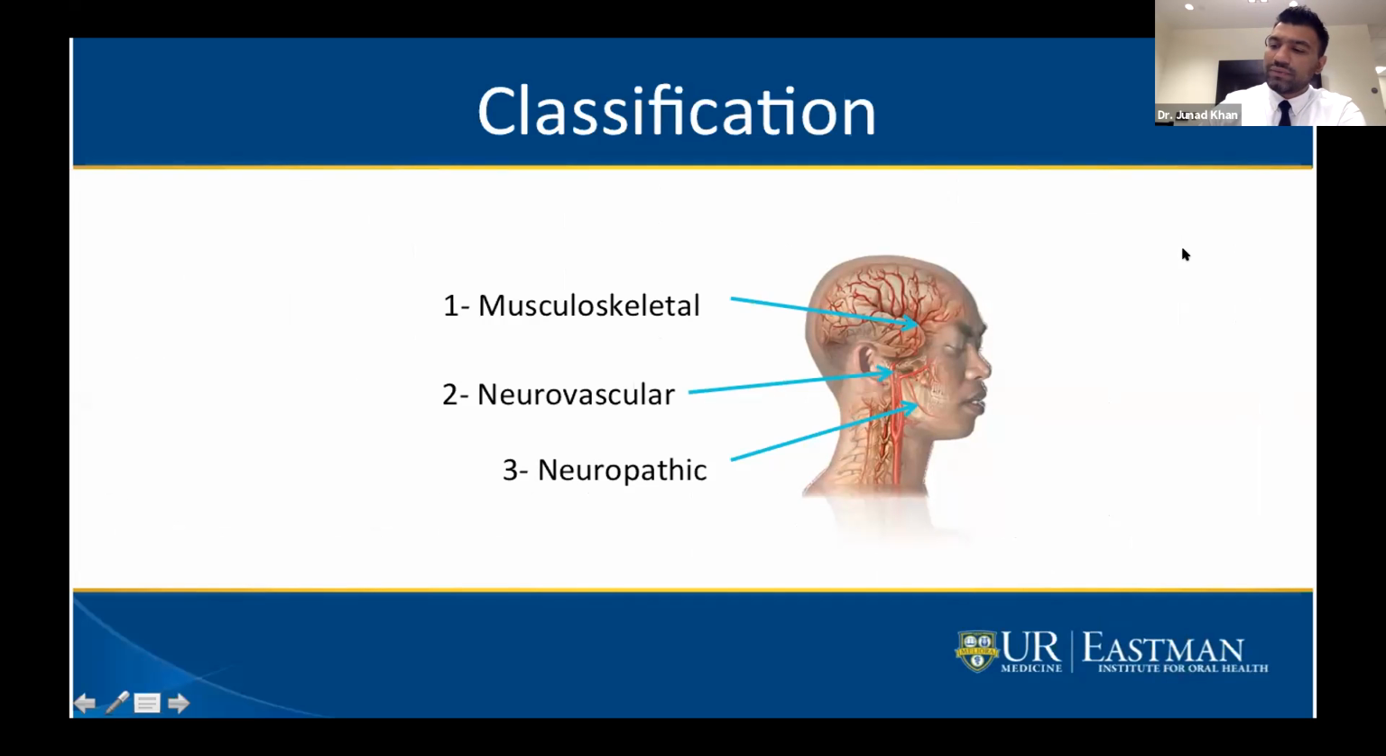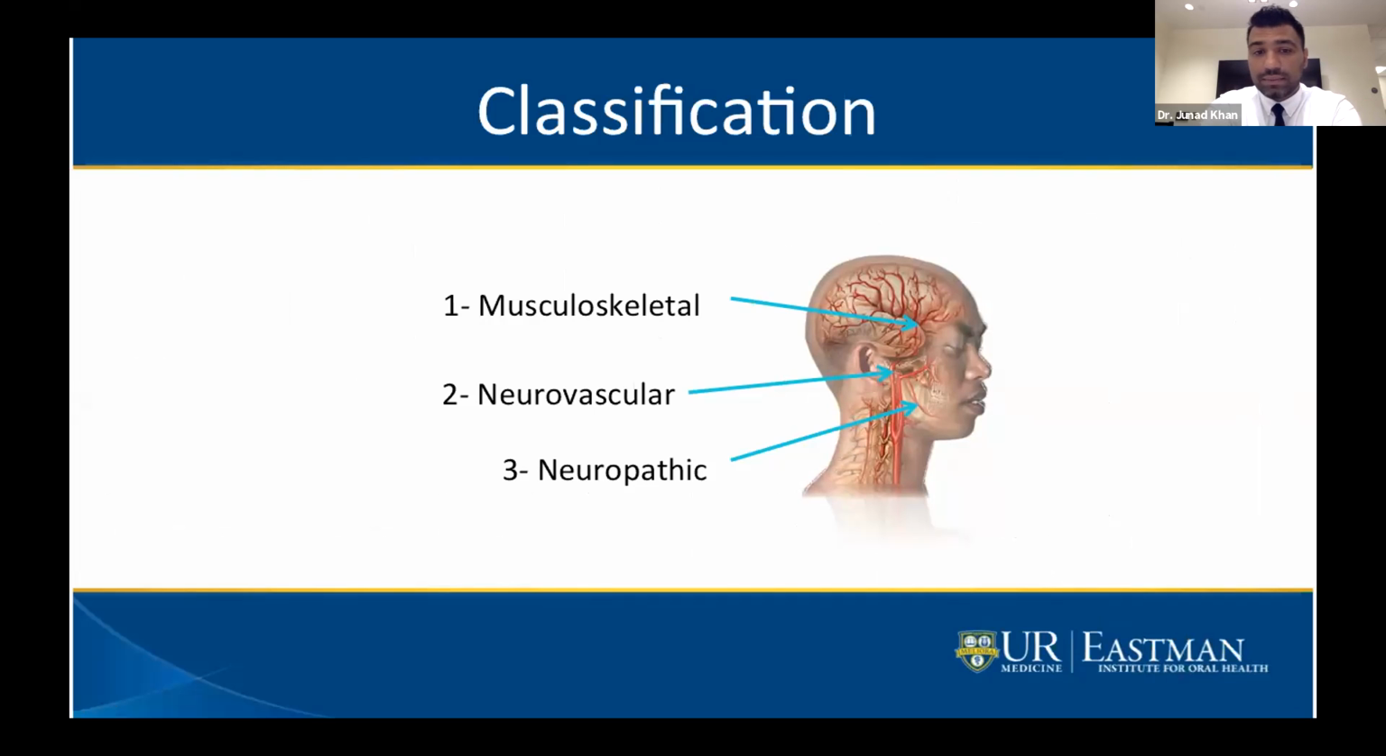So for the purpose of this presentation, what we've decided is that we're going to keep it simple in terms of musculoskeletal, neurovascular, and neuropathic. Musculoskeletal is when the origin is from a muscle. You could have myofascial pain. It's the second most painful reason for a visit to a dentist. Neurovascular could be when your vascular system is affected. It could be secondary to headaches. It could be due to tumors, whatever the reason is.